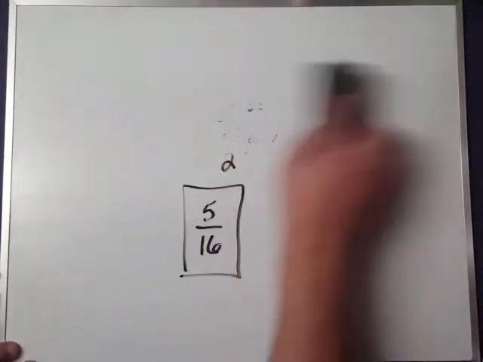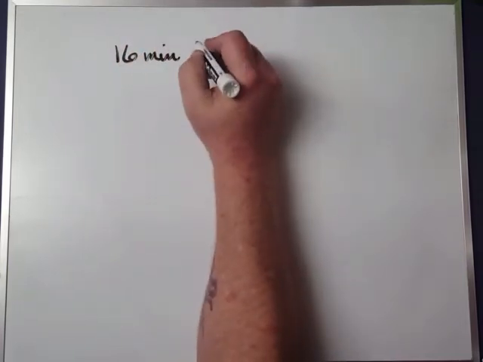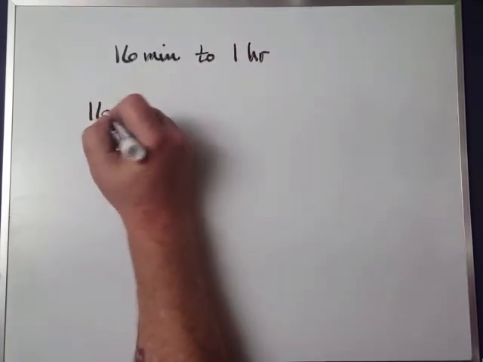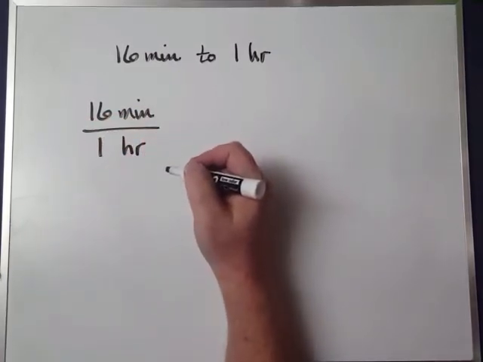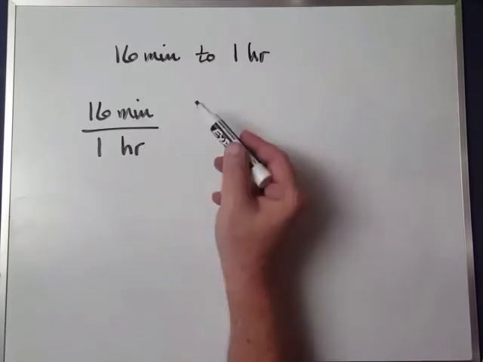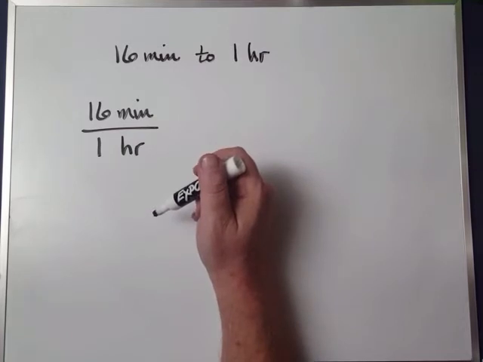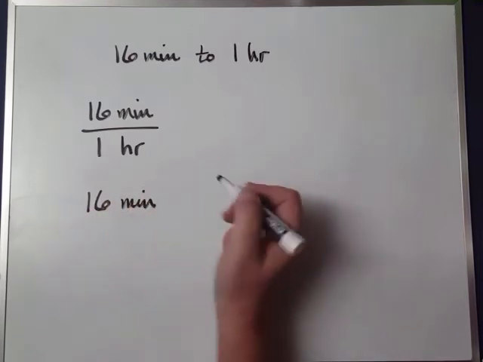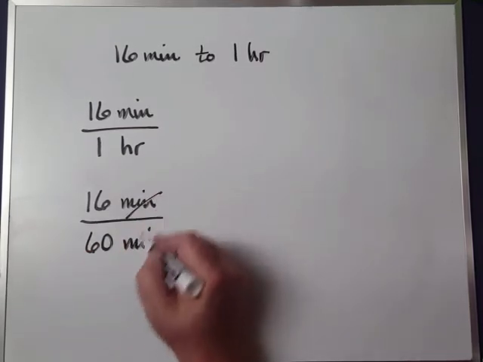Let's try number 10. Number 10, the ratio 16 minutes to 1 hour. So we'll write it as a fraction. We know that these units are going to have to cancel. Would it be easier to change 16 minutes into hours or 1 hour into minutes? It's going to be easier to change our hours to minutes. So let's rewrite this as 16 minutes to 1 hour is 60 minutes. And now my units will cancel.